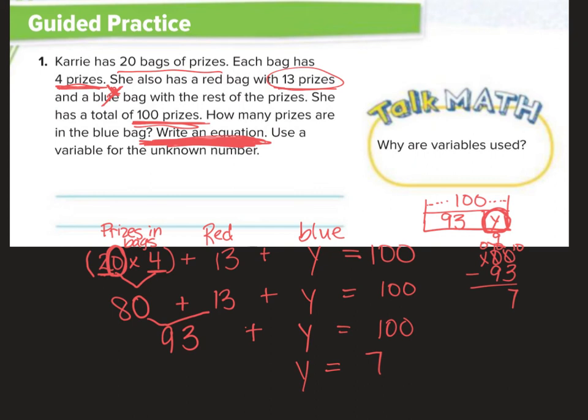So y equals 7. So how many prizes are in the blue bag? The blue bag has 7 prizes. Woohoo, we did it. All right, let's do another.